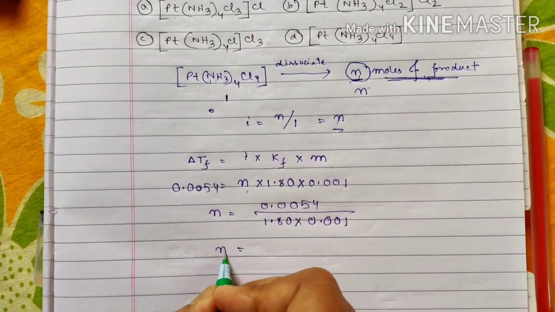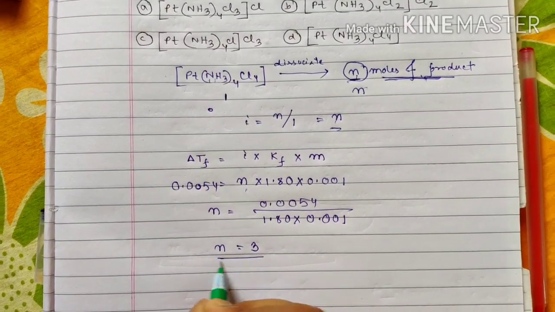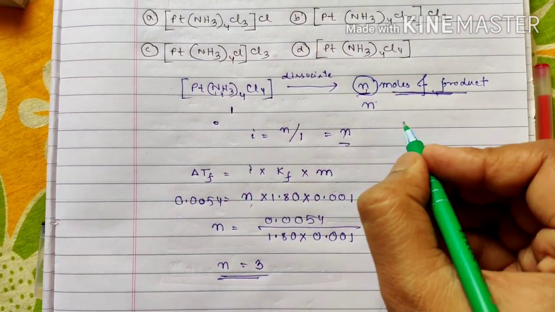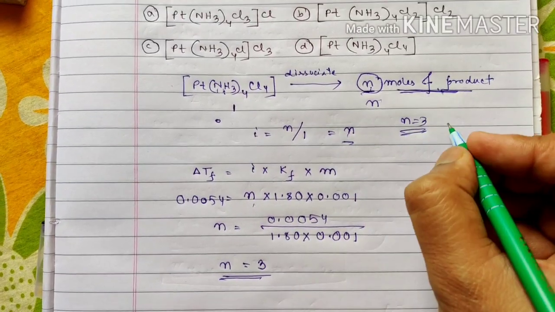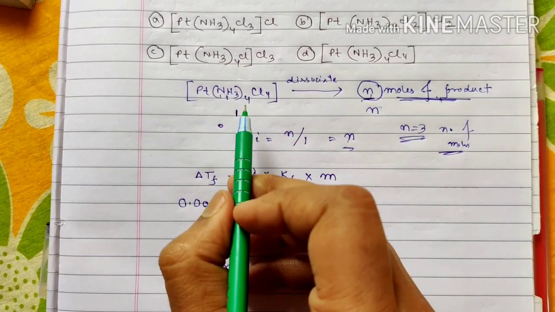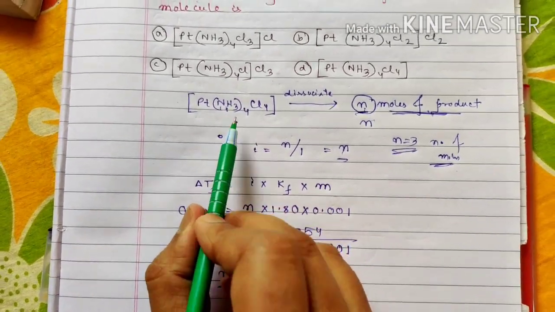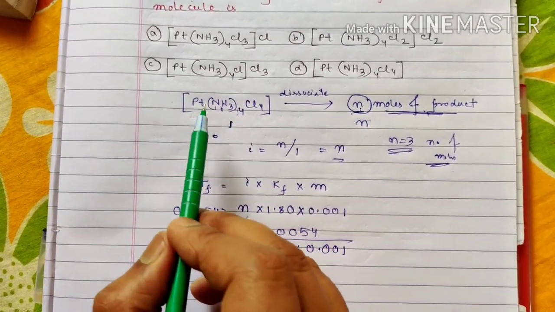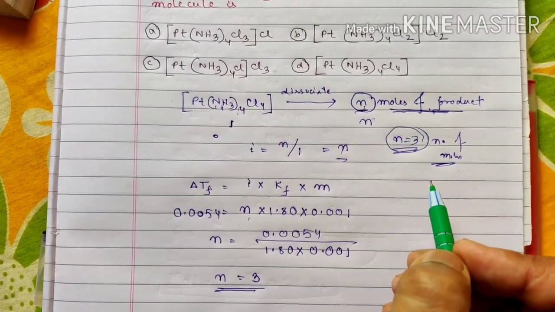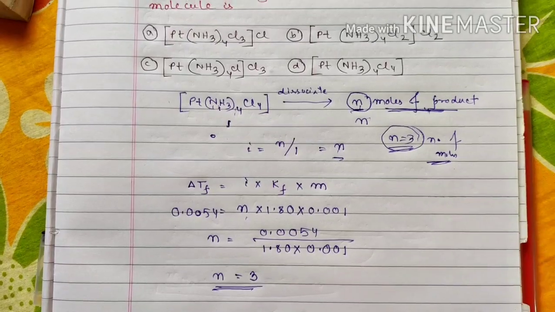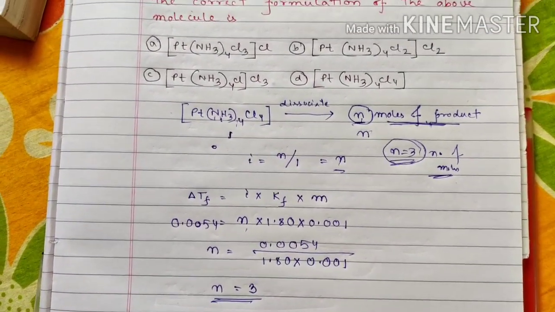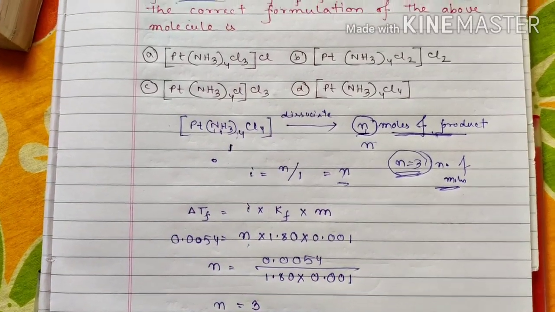Calculate it, you will get n is equal to 3. What does it mean? That means if this molecule dissociates, it will give n equal to 3 number of moles. That means an electrolyte or whatever compound or complex it is, it will dissociate to give 3 moles. That means that formula will be correct. Which one can give 3 ions of products? It will be ionized. Now let us see.